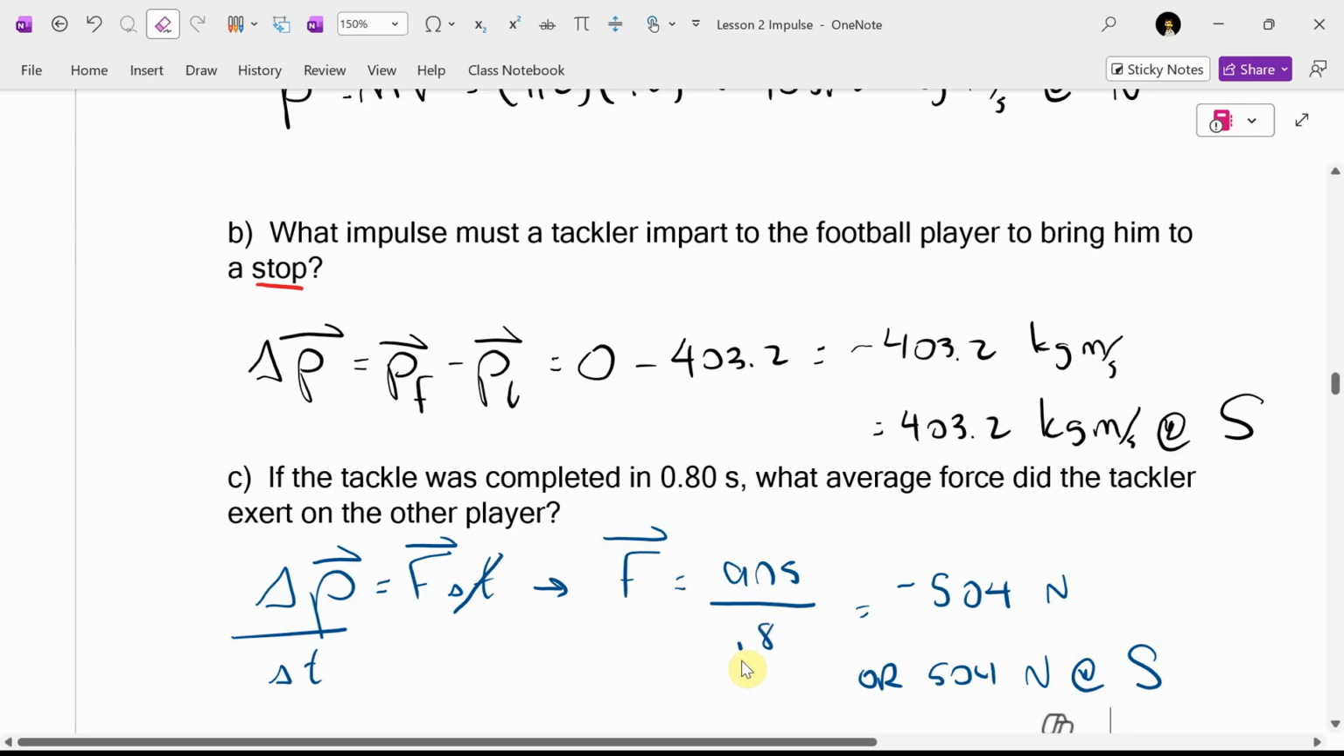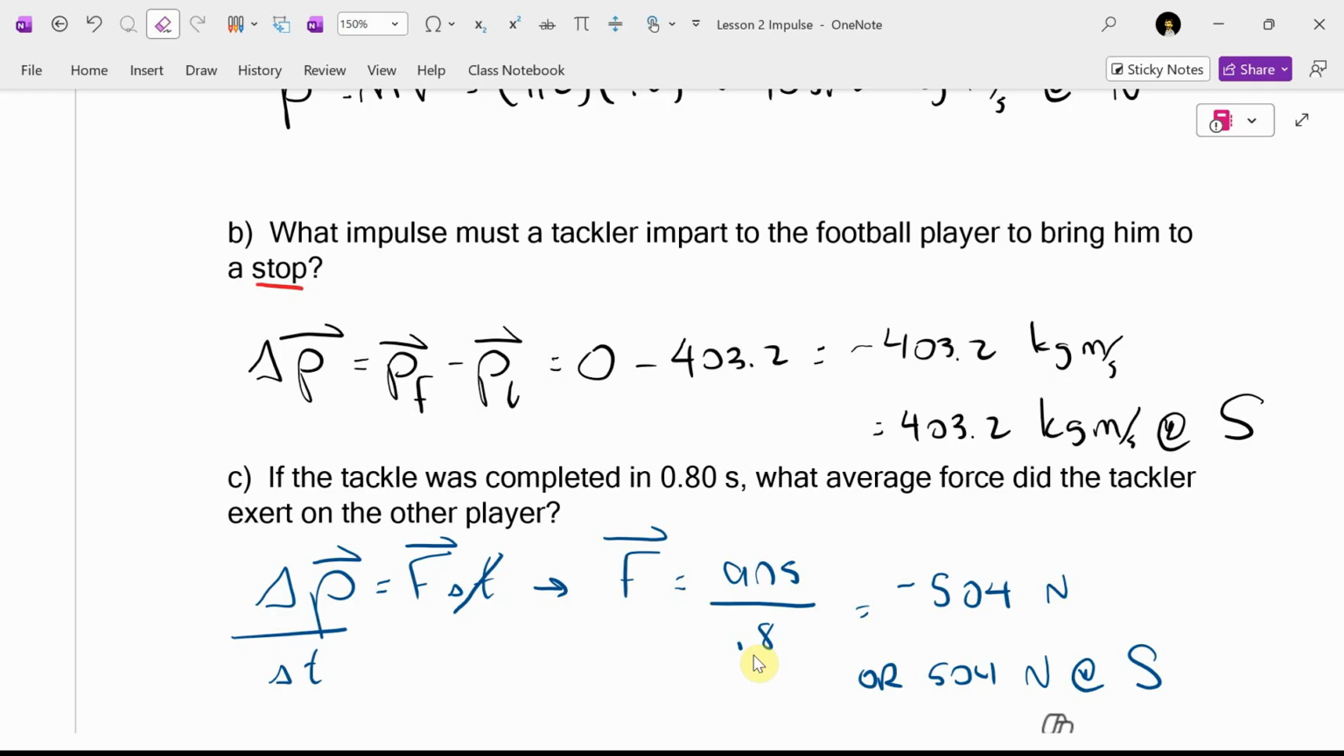Lachlan, look where the T is, the time. Is it on the top or on the bottom? If time gets bigger, what would happen to this answer on our calculator? Okay, if I'm a big lumbering lineman and I wrap up this guy, but it takes me 1.2 seconds to bring him to a stop, I will still have stopped him, didn't hurt him as much, not as much force.